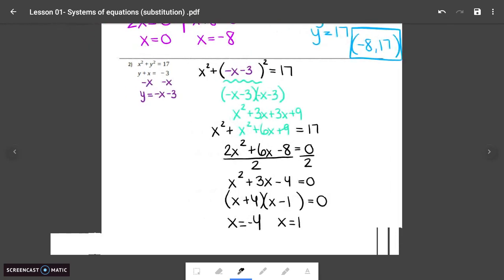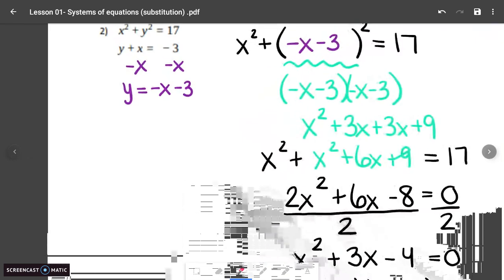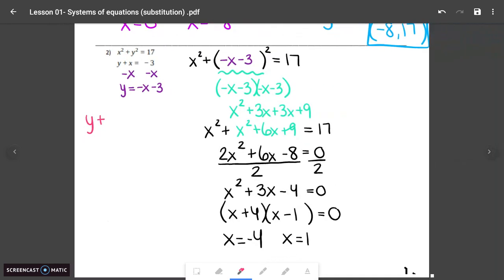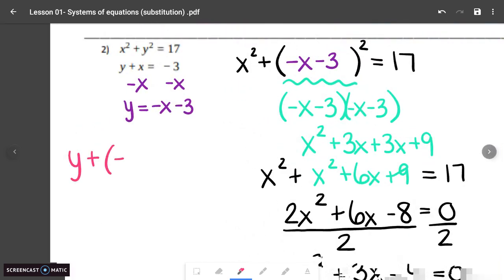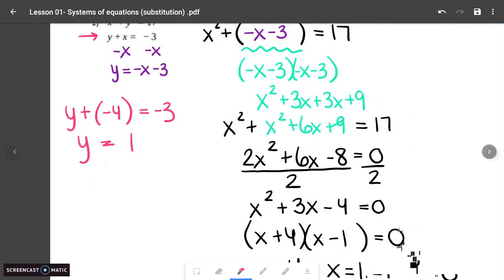So at this point, you can choose either one of those 2 equations to plug back into, but that's exactly what we're going to do. Y plus, our first one was a negative 4, equals negative 3. So notice I'm plugging into the equation just as it was. If I add 4 to both sides, because we're looking for the y, I'm going to get y equal to 1. So my first set is negative 4, 1.